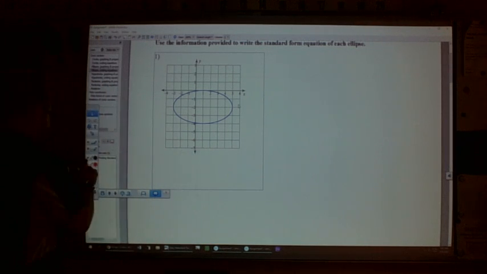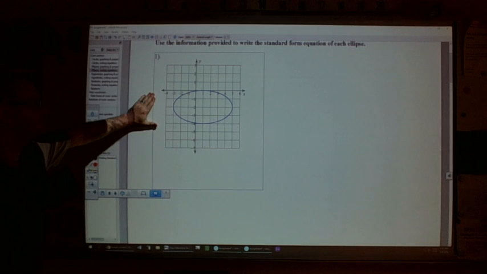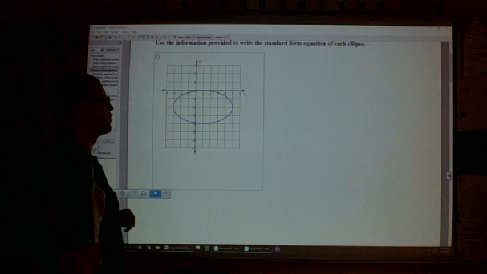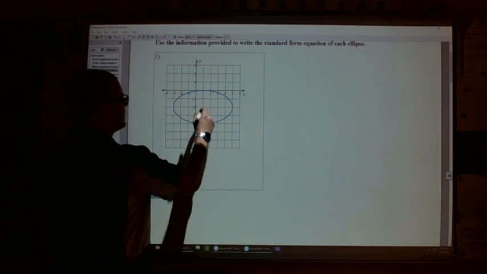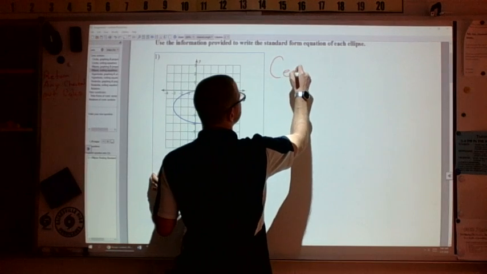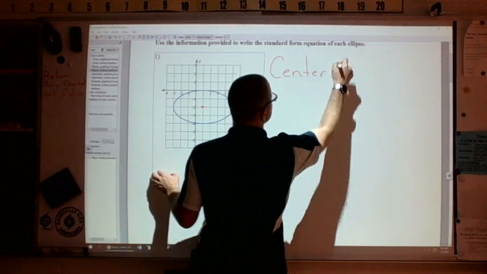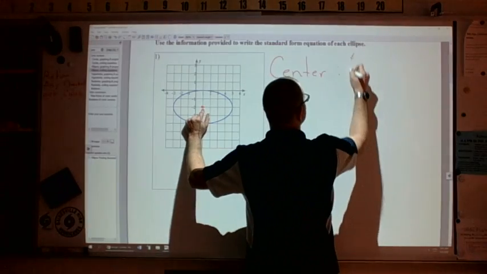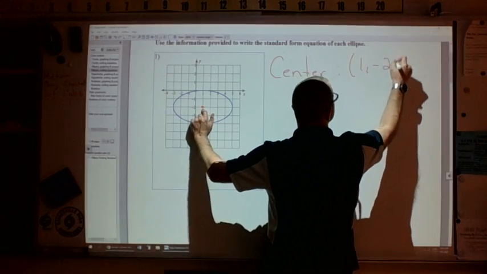Example 1. It wants me to write the standard form equation of this ellipse. So I need to identify its center, and then I need to identify the horizontal radius and the vertical radius. So looking, we see that the center is at 1, negative 2. So I'm going to use the ordered pair 1, negative 2.